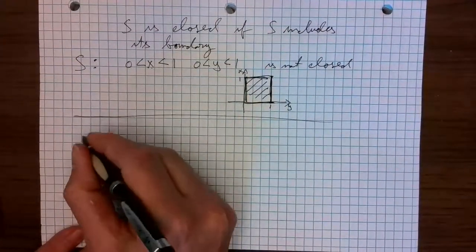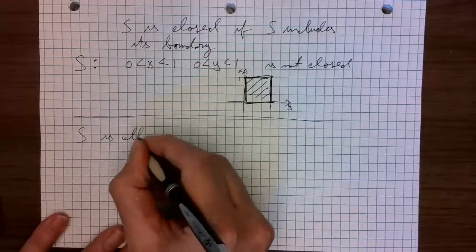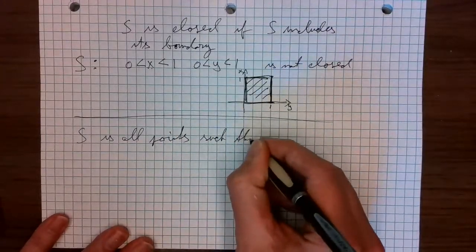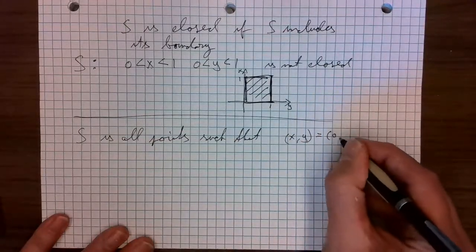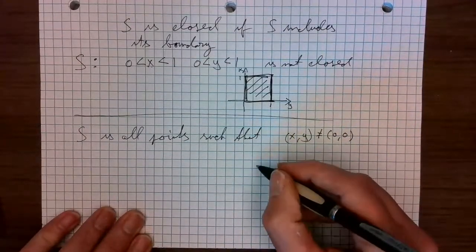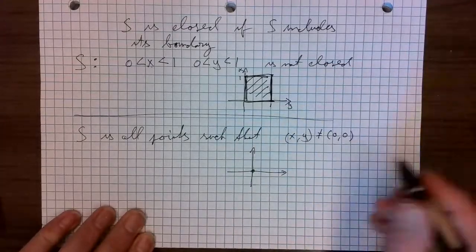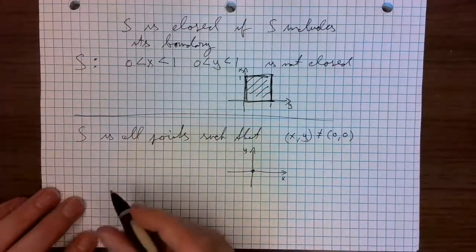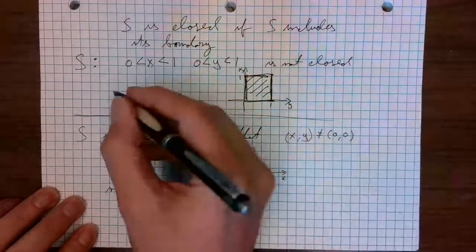Similarly, if S is all points such that x and y are not the origin, well, then it's maybe a little bit hard to draw. It's everything except this point, and that's not a closed region. So this is also not closed.